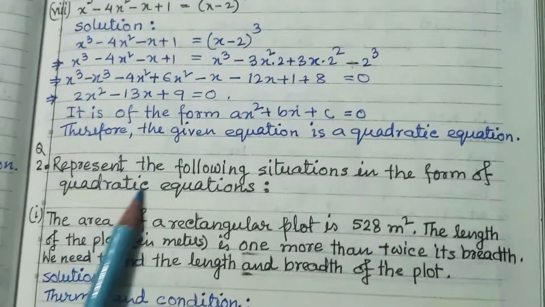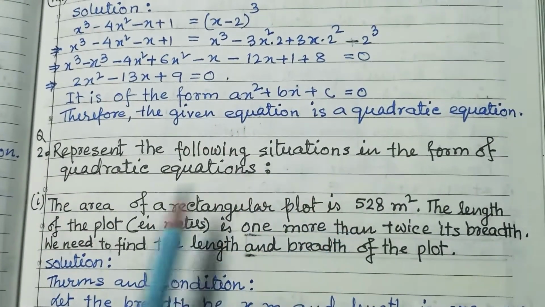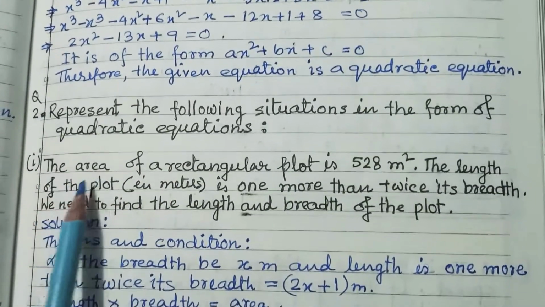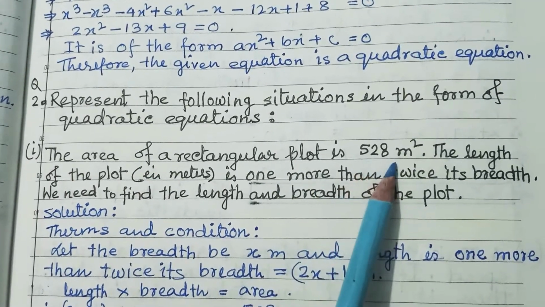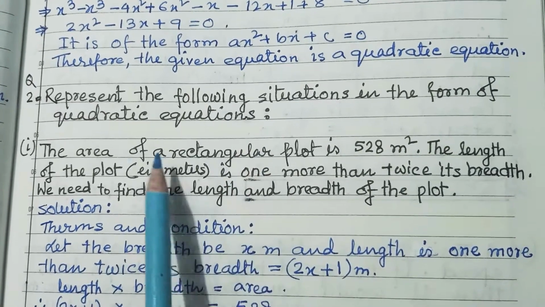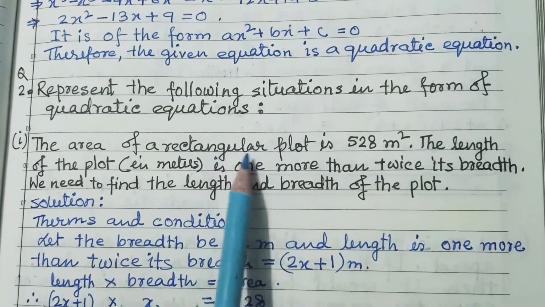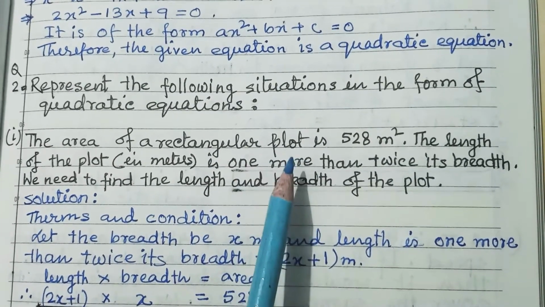Next is question number 2: represent the following situations in the form of quadratic equations. 1. The area of the rectangular plot is 528 meters square. This type of question, in quadratic equations, area means length into breadth. So here you have to write the terms and conditions in multiplication form.